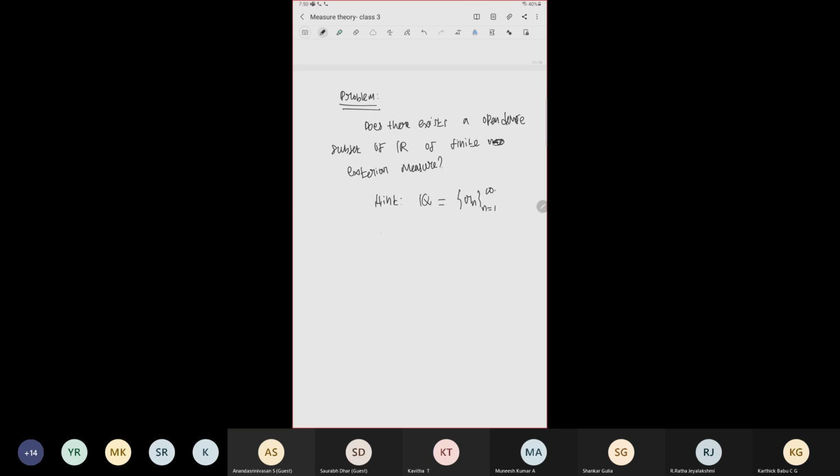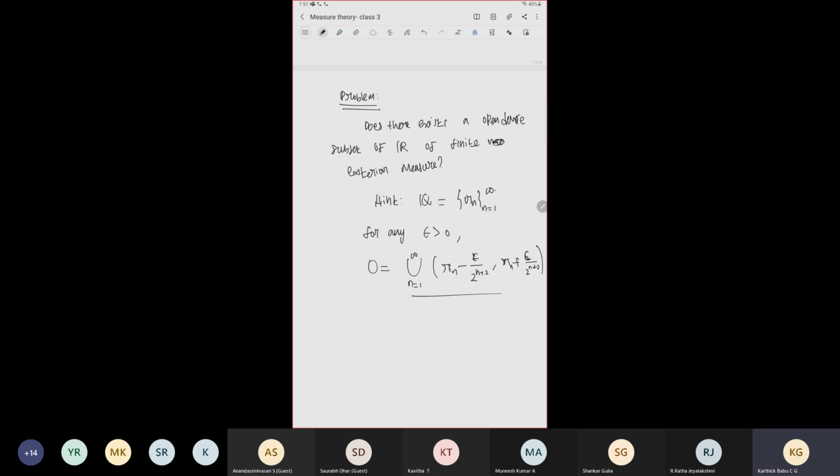Okay, so for any epsilon bigger than zero, we can write it like this. We can consider an open set O, which is the union over n equal to 1 to infinity of the interval (r_n minus epsilon by 2 to the power n plus 2, r_n plus epsilon by 2 to the power n plus 2), or n plus 1 also. As n varies, the length of the intervals also varies.